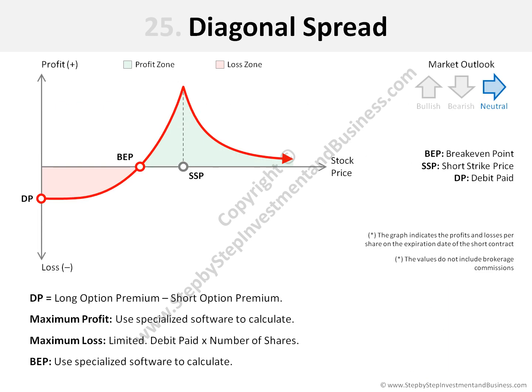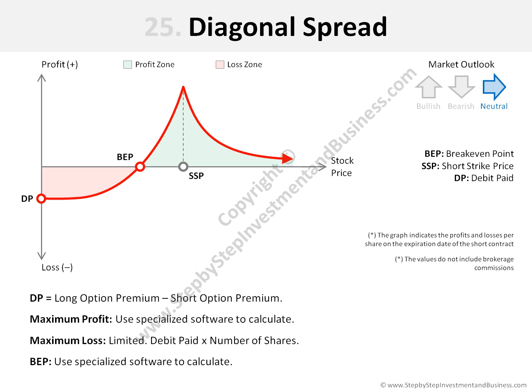Here we can see the risk graph of the position. What we are seeing is a graph with two axes. On the vertical axis, the profits and losses of the position are indicated, and on the horizontal axis, the stock price is indicated. It is important to mention that the graph indicates the profits and losses per share on the expiration date of the short contract, and besides, the values do not include brokerage commissions.